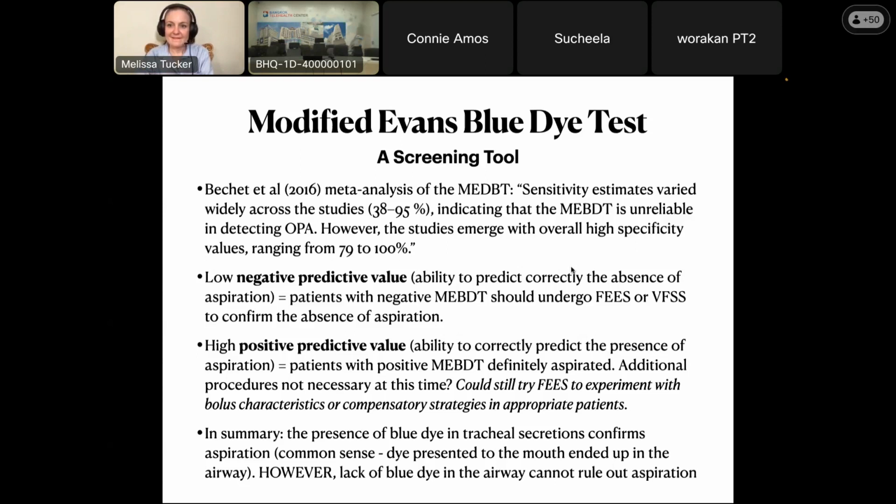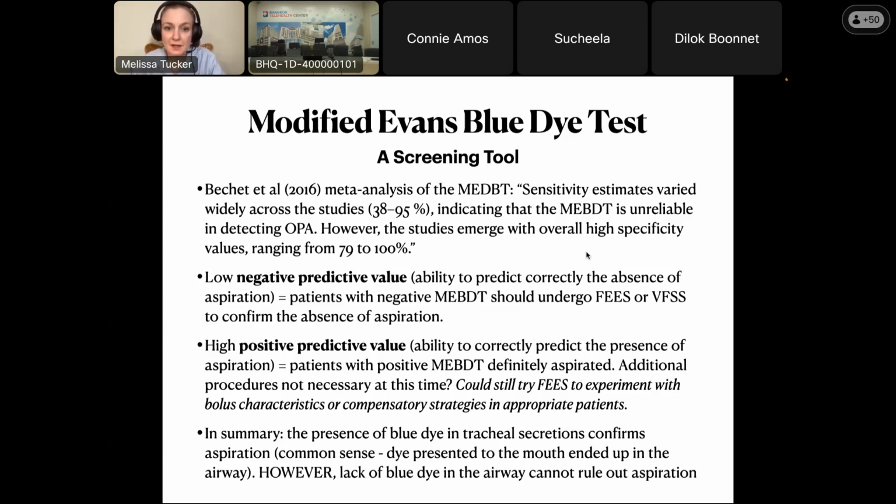Wondering, do you do the blue dye test in Thailand? Yes, we try to use the blue dye test in tracheostomy cases. And I have a question. Should we repeat the blue dye test after the first time that we test it?